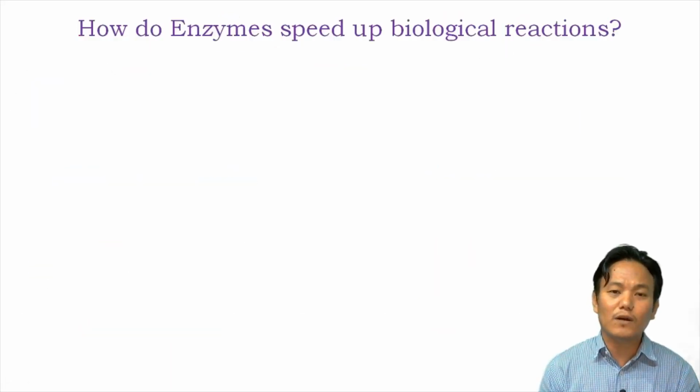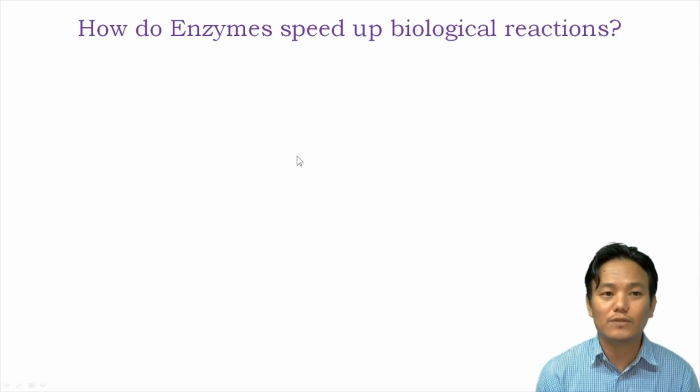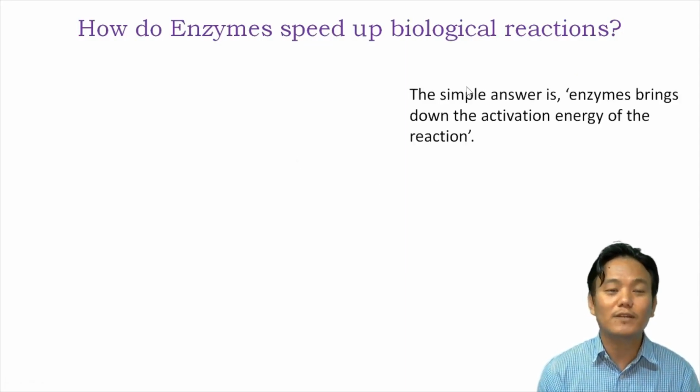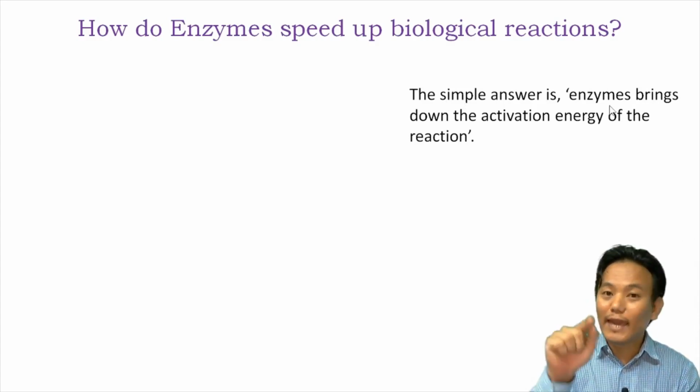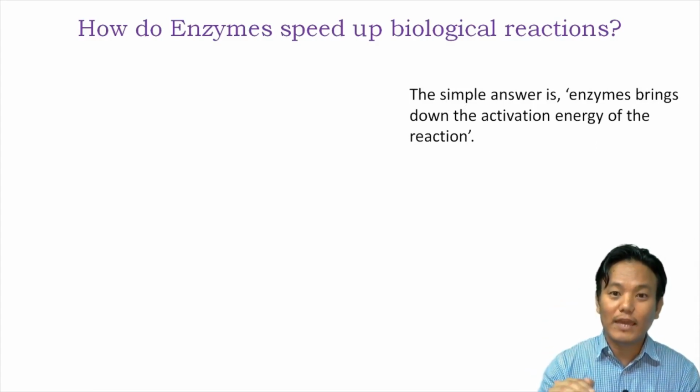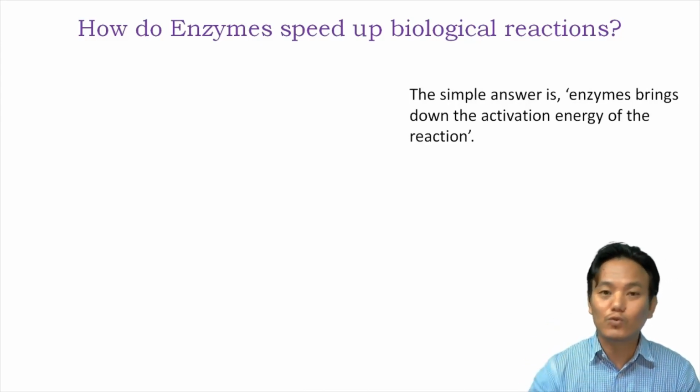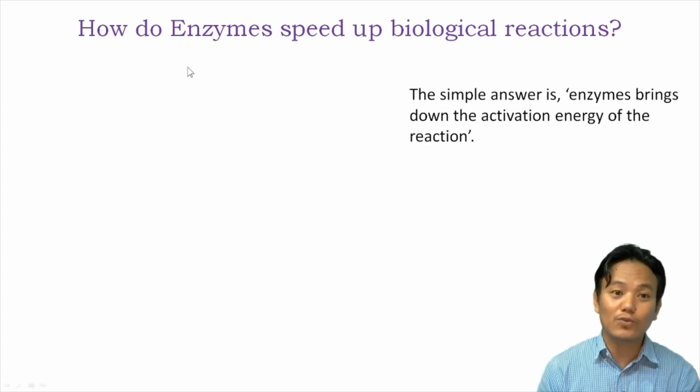How does an enzyme increase the speed of biological reactions? The simple answer is that enzymes bring down the activation energy of the reaction, therefore they can speed up the rate of reaction.